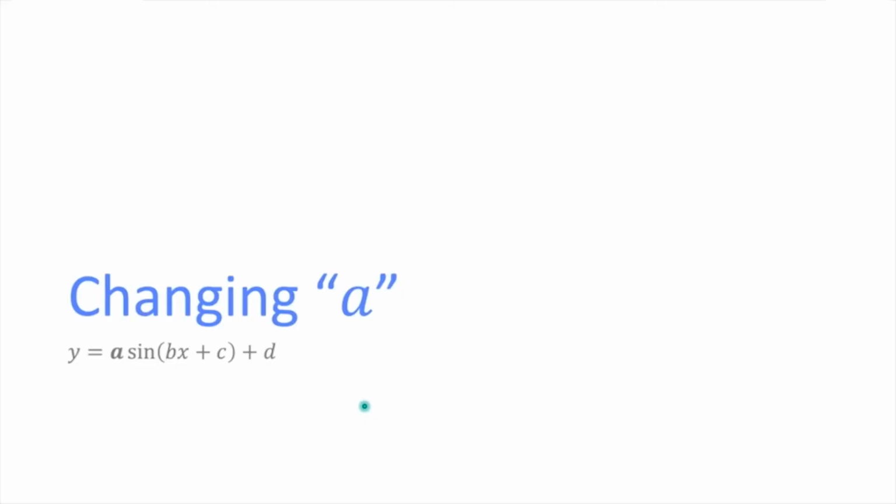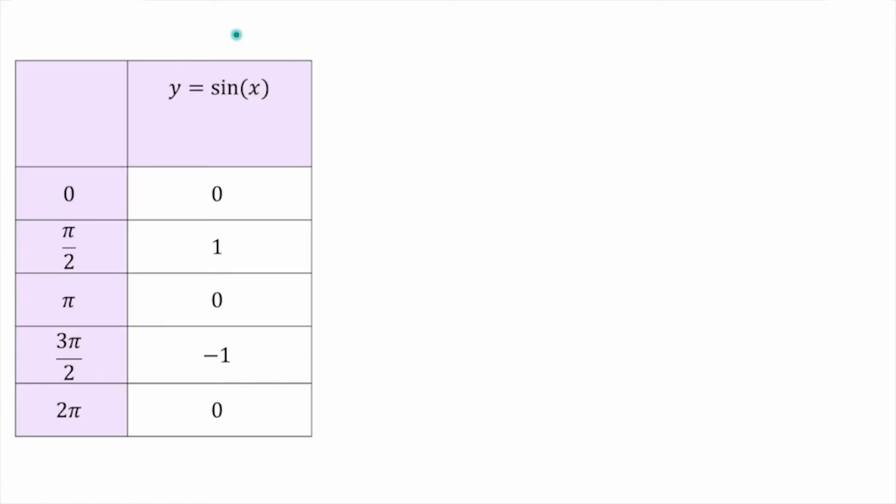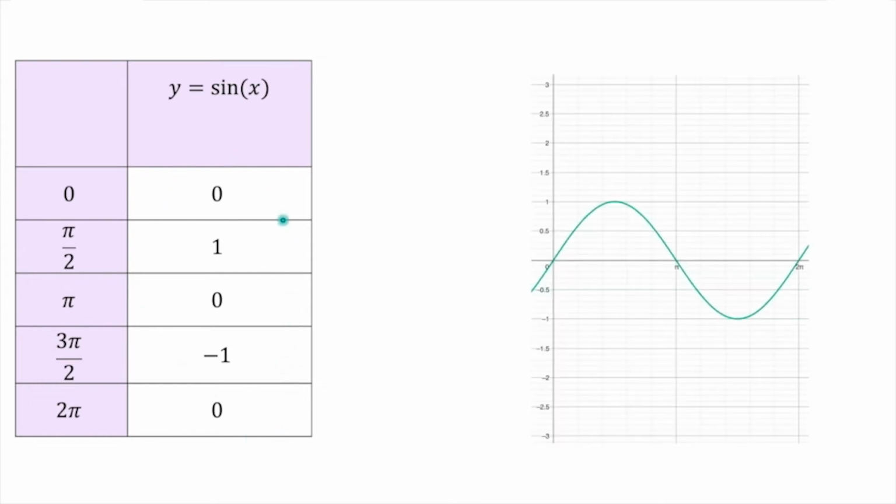Let's see what happens to our sine graph when we decide to change the value of a. To see how changing the value of a transforms the sine curve, we need to be able to graph y is equal to sine x. We should already know these key values, and this is what the graph looks like. The value of a is 1 as there is no number in front of sine. The amplitude is also 1.